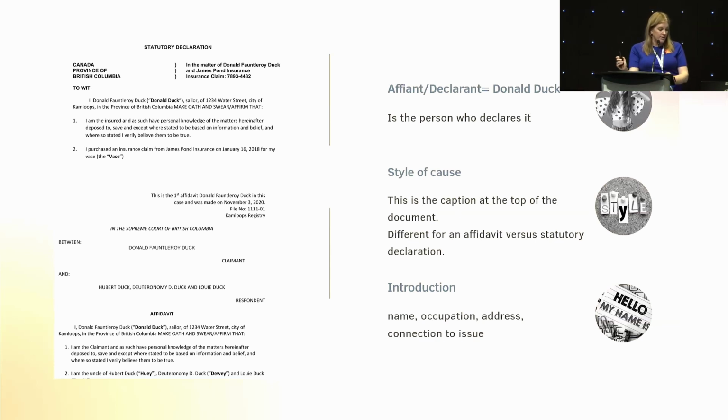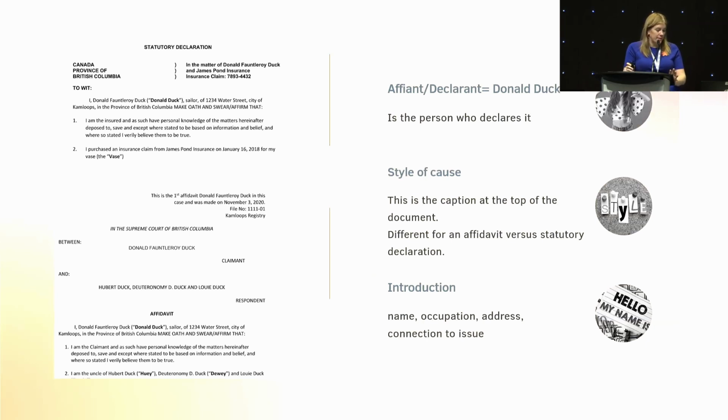The style of cause. If you're in a court, it will look much different. There are forms for this, so you want to look at the forms for what the style of cause should look like. I did this one with the stat dec just to show it, and you would do something similar with the RTB. This is the caption at the top of the document. It's telling what file this is in reference to, what type of file, so that when you're filing this document, whether it's the RTB or HRT, they know where it belongs.